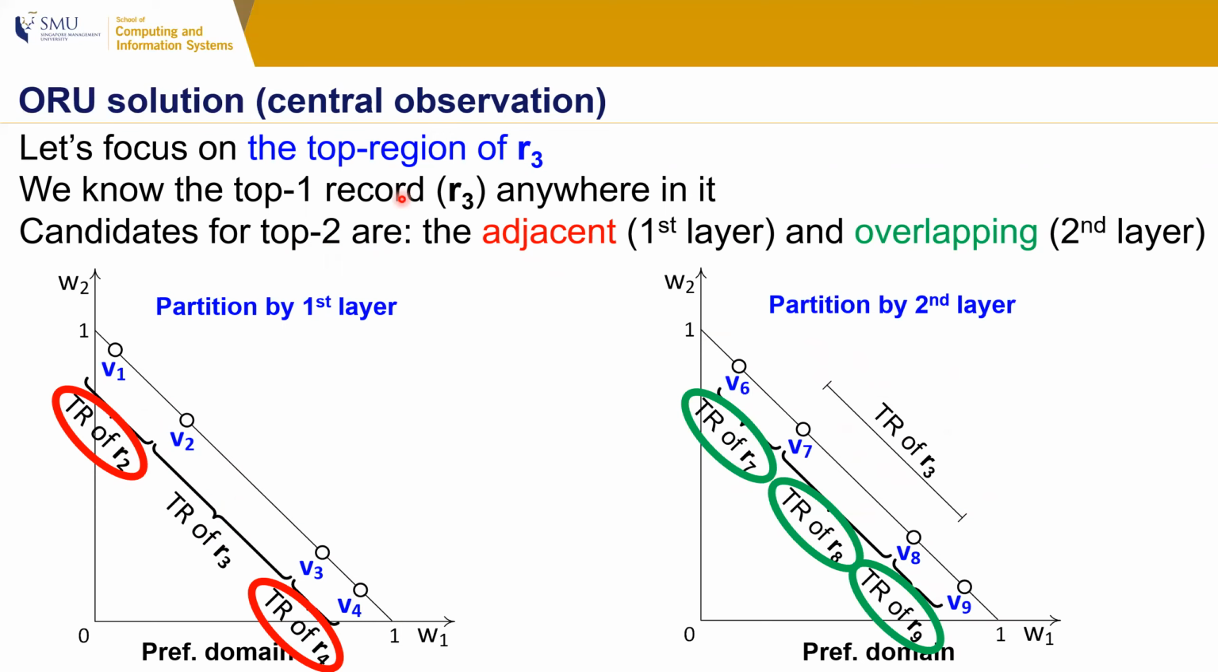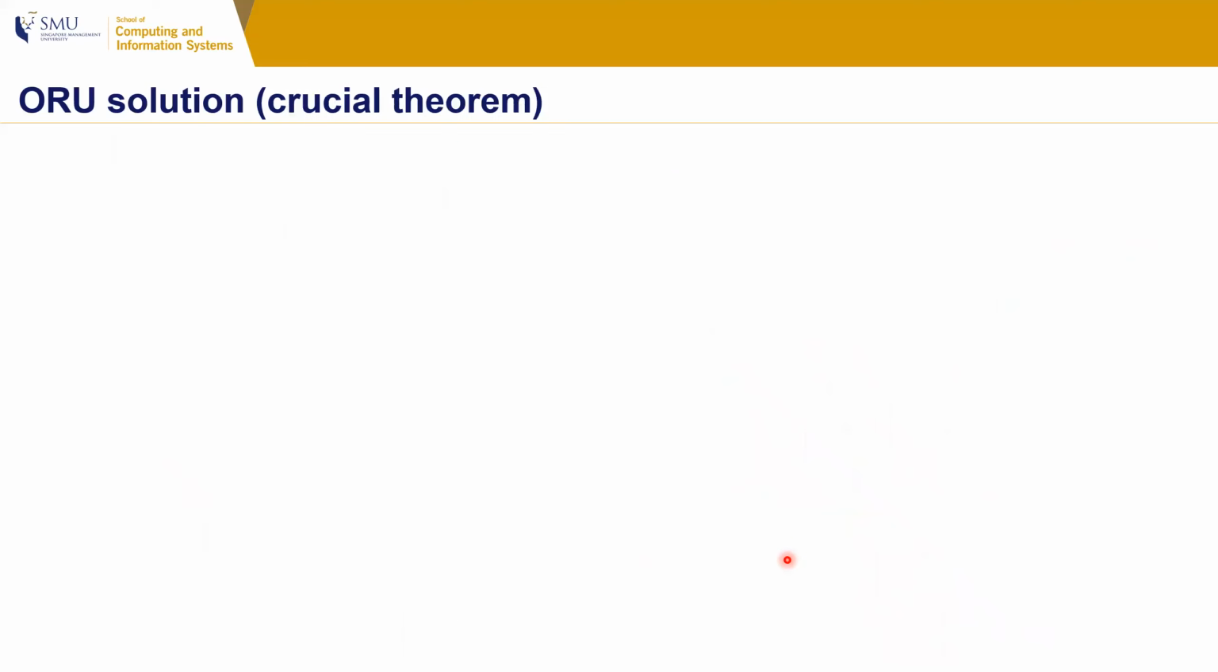So basically, anywhere in the top region of R3, we know that the top one record is R3. And when it comes to the second one, the candidates are this, this, this, this, and this. So these five records are the only candidates to be ranking number 2 after R3.